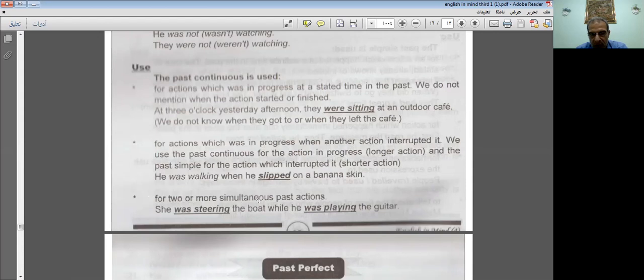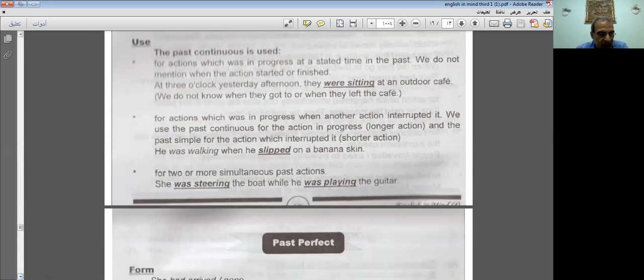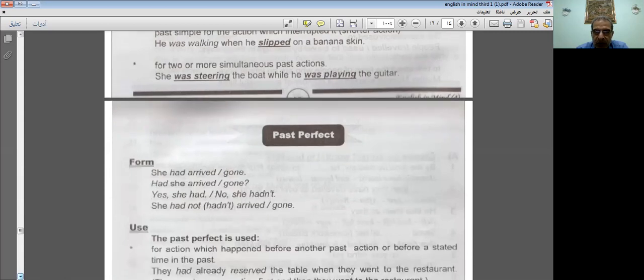For two or more simultaneous past actions: He was steering the boat while he was playing the guitar. So the two actions were happening at the same time, and there is no interruption at all. So you can use the past continuous for both actions.